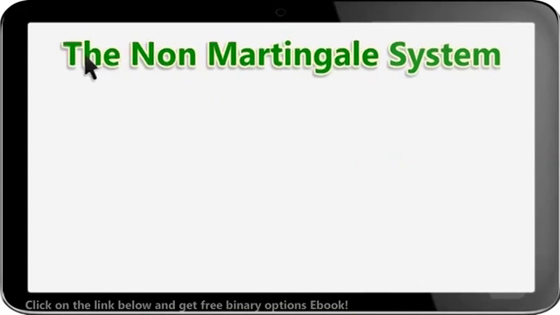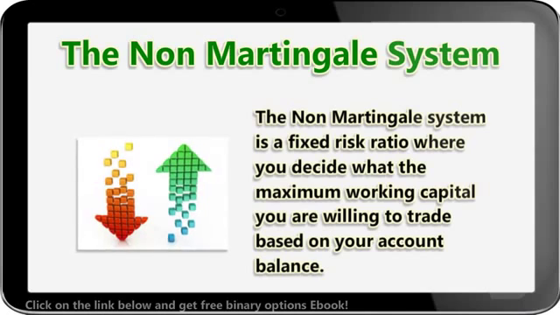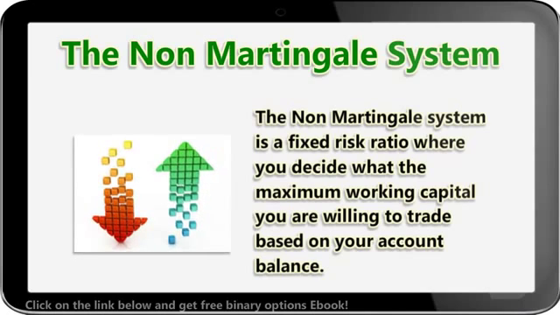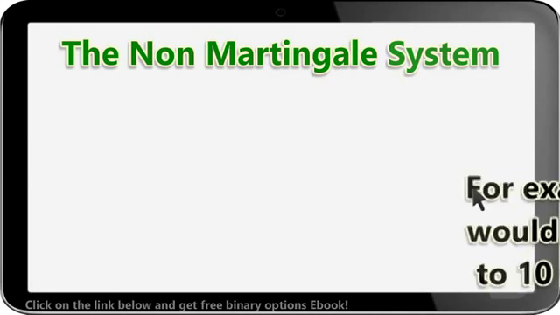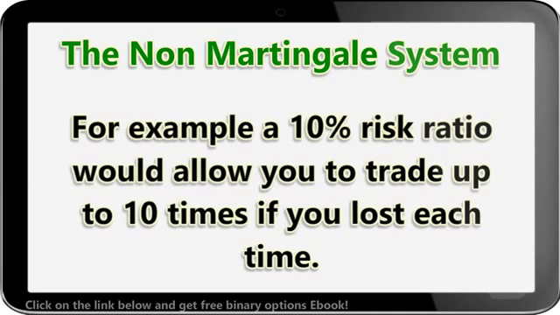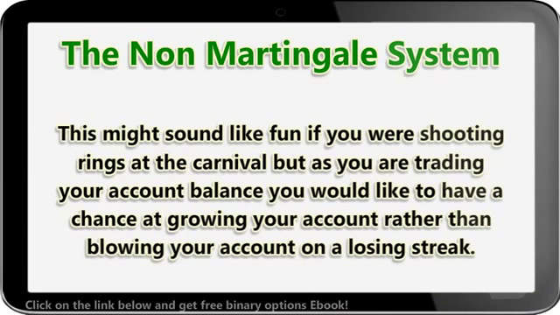The non-martingale system is a fixed risk ratio where you decide the maximum working capital you are willing to trade based on your account balance. For example, a 10% risk ratio would allow you to trade up to 10 times if you lost each time. This might sound like fun if you were shooting rings at the carnival, but as you are trading your account balance, you would like to have a chance at growing your account rather than blowing your account on a losing streak.